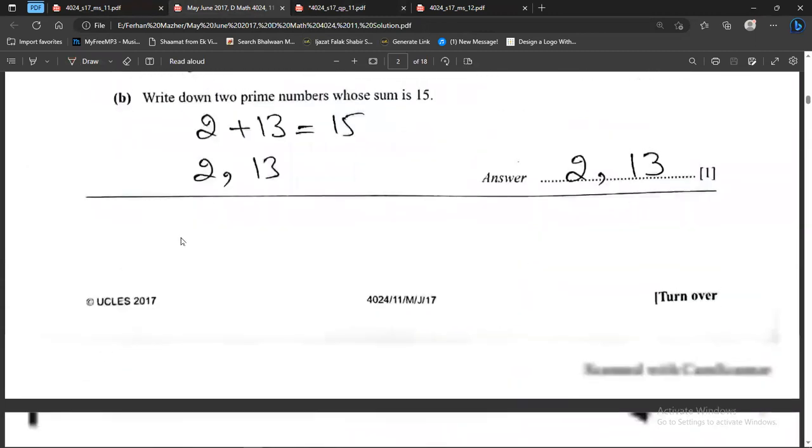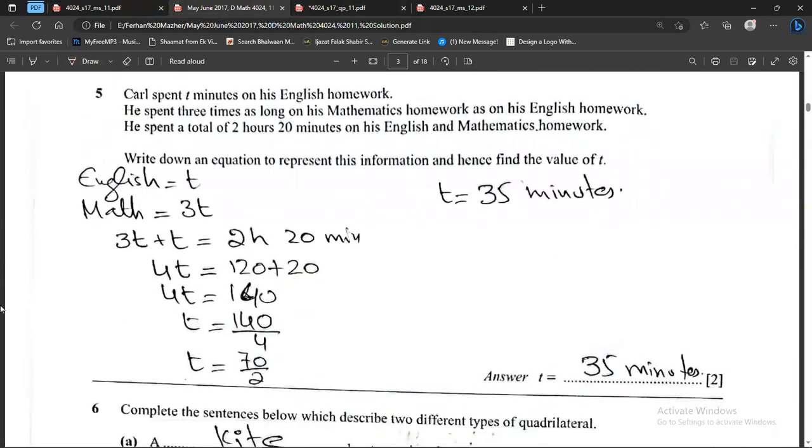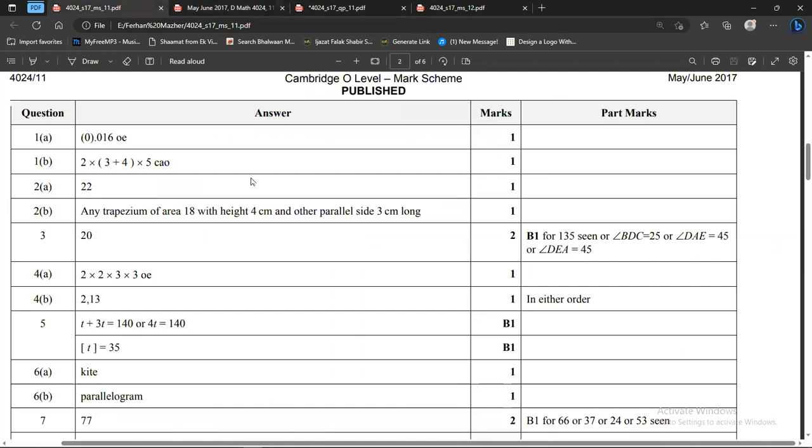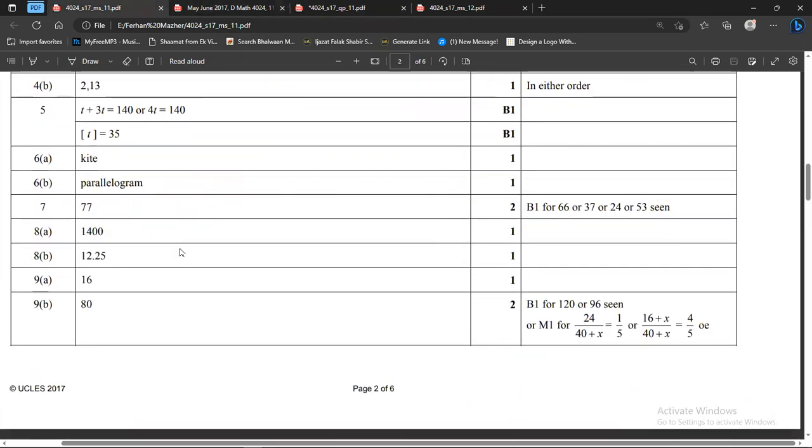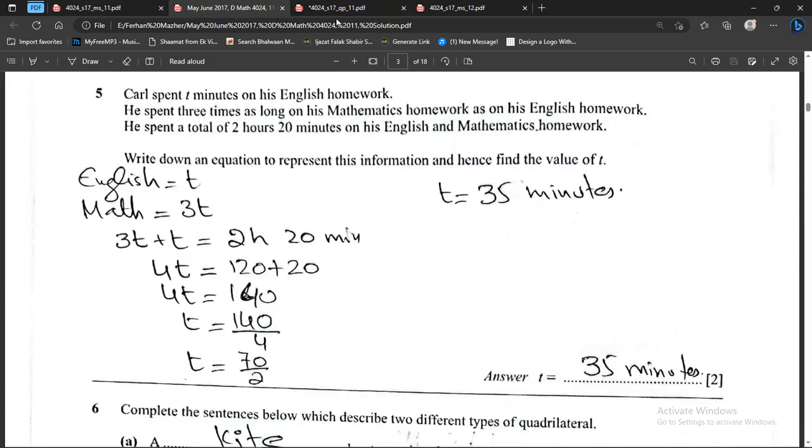Okay, so we will have English is T, maths is 3T. So 3T plus T is 2 hours 20 minutes. So 4T will be equal to 120 minutes plus 20 minutes. So 4T will be equal to 140 minutes, and T will be equal to 140 divided by 4. And T will be equal to 70 by 2, and T will be equal to 35 minutes. So the value of T is 35 minutes. So my dear students, my answer is right. This is the solution of question number 5.